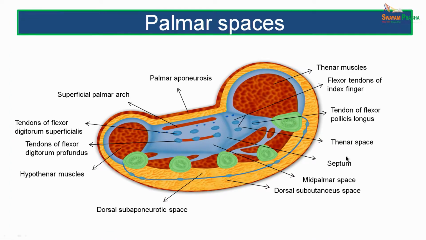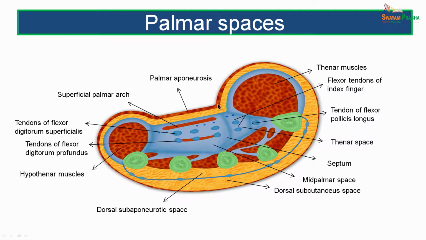Let us see the same in this transverse section passing through the palm. What we see here on the anterior surface is the palmar aponeurosis. Deep to it, we see the superficial palmar arch. Deep to that, we see the tendons of the flexor digitorum superficialis, and deeper are the tendons of the flexor digitorum profundus. What we see on the medial aspect is the hypothenar eminence, while laterally is the thenar eminence having the presence of the thenar muscles.